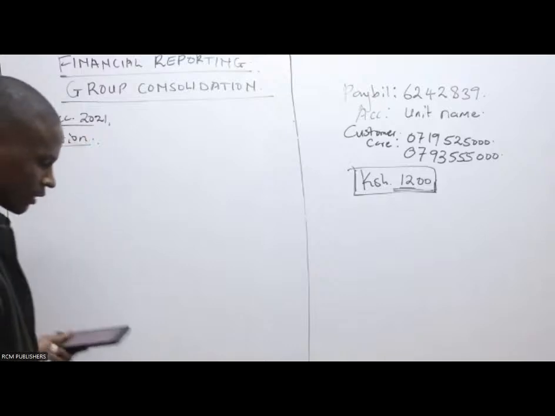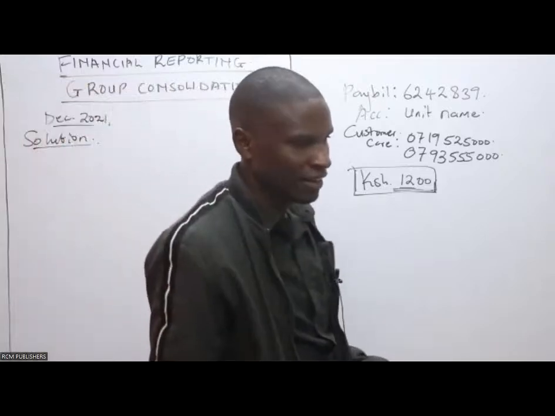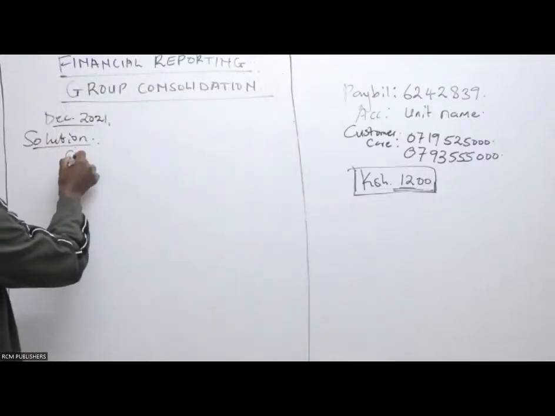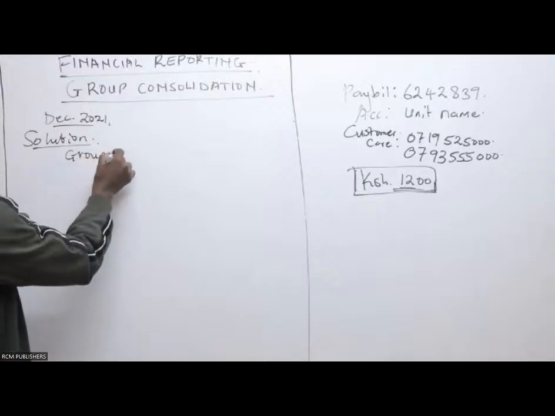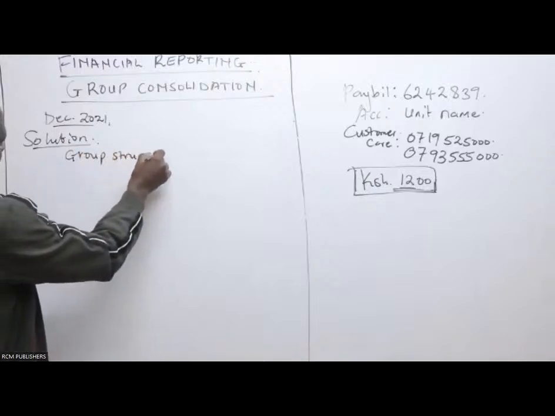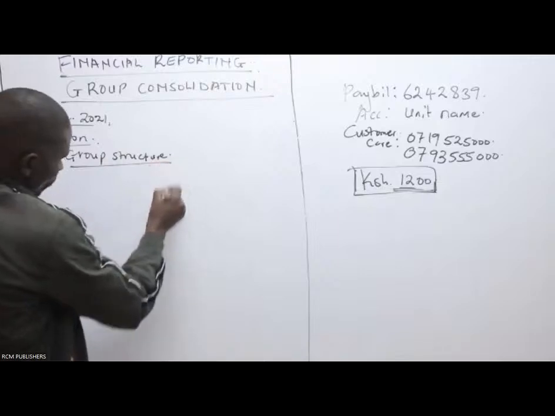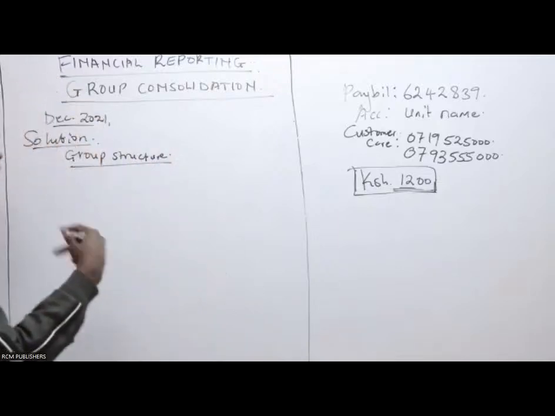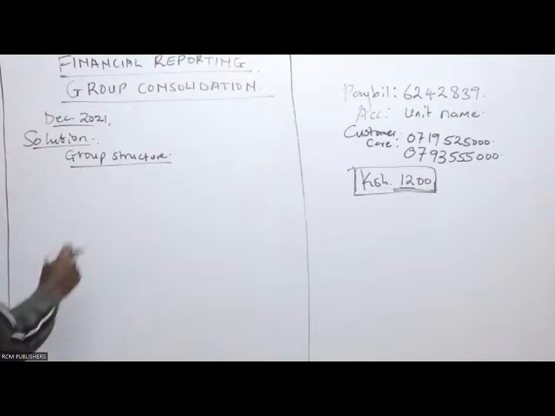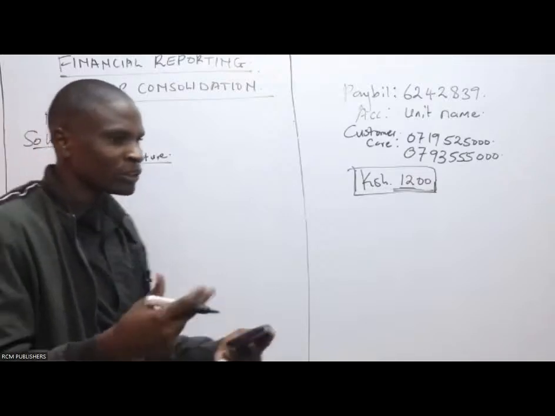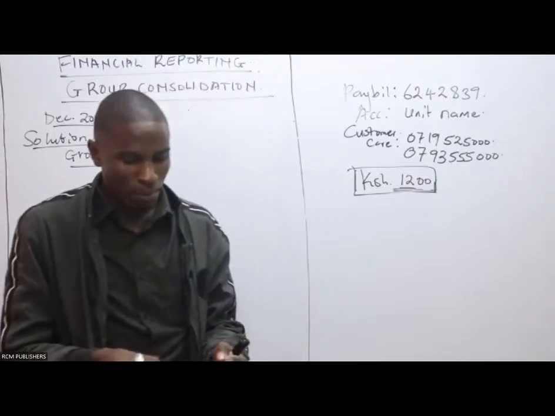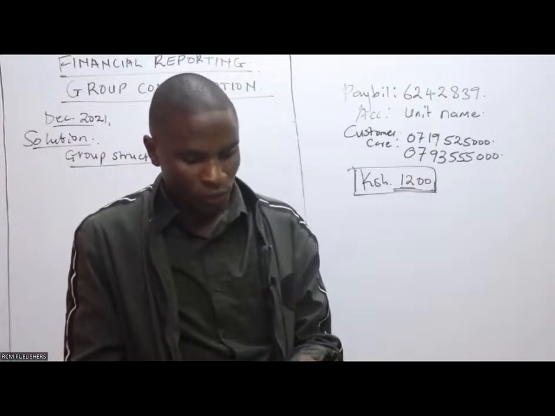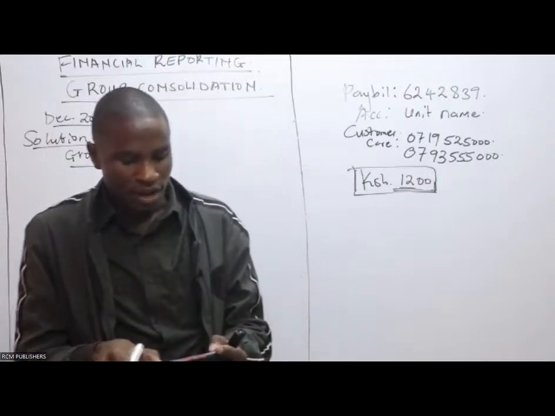Class, anywhere, may it be advanced level or intermediate level, please note this. What you should start with is the group structure. This is where you start. Group structure. Very important. Once you identify the group structure, I'll show you how you can proceed with this. So when we talk about group structure, we want to know which is our parent company and which is either subsidiary or associate.